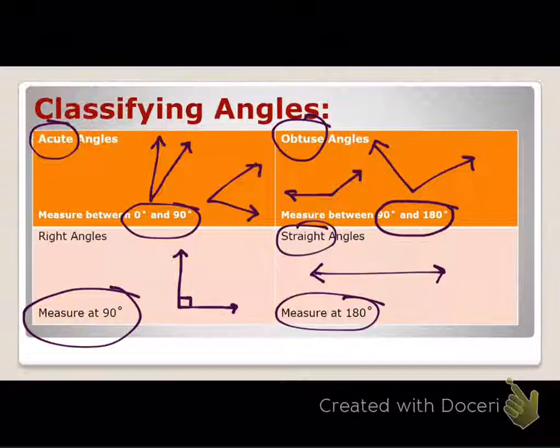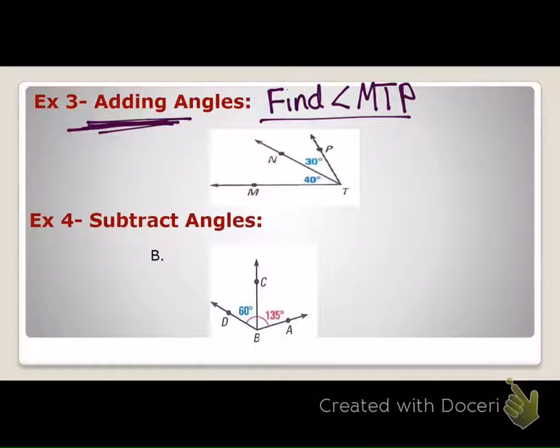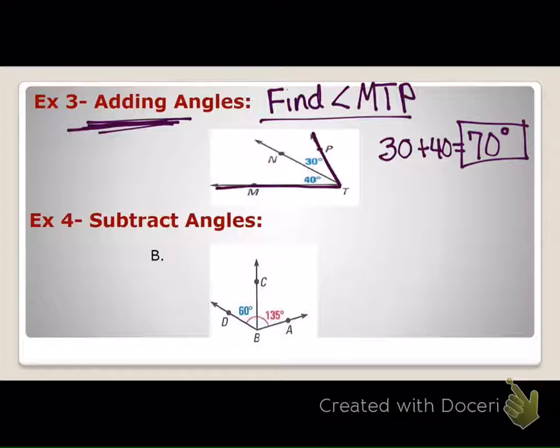What I'm going to do when I see this is trace over what I'm looking for. MTP. So that's the entire angle. What are we going to do when we're looking for the entire thing? We're going to add. If we're looking for the whole thing, we're going to add them. So what am I going to do? 30 plus 40, which gives me what? 70. 70 degrees. Do not forget the degrees. So we're adding those together.